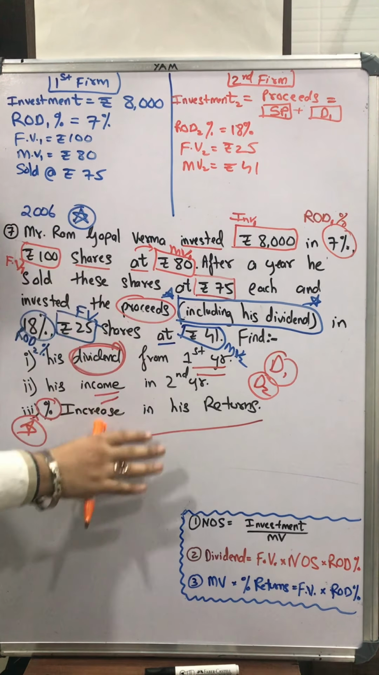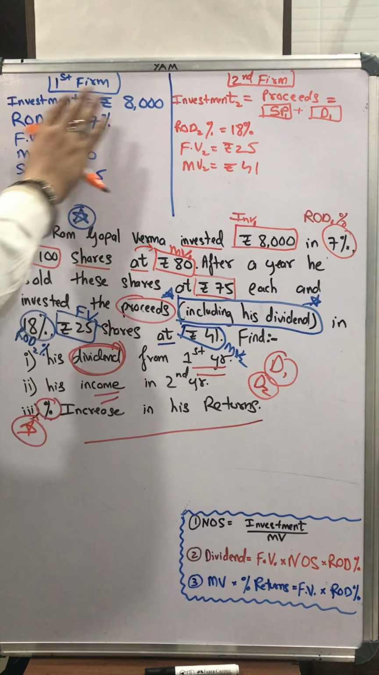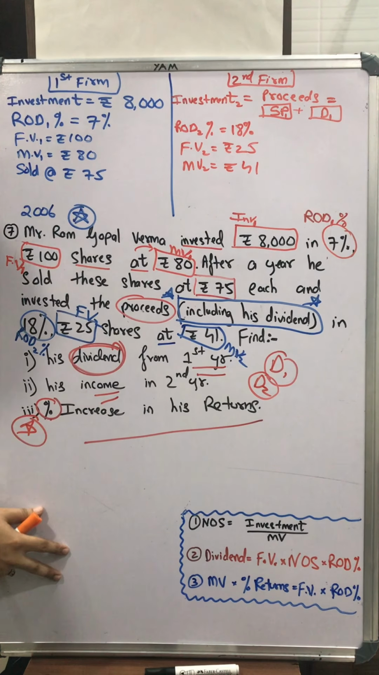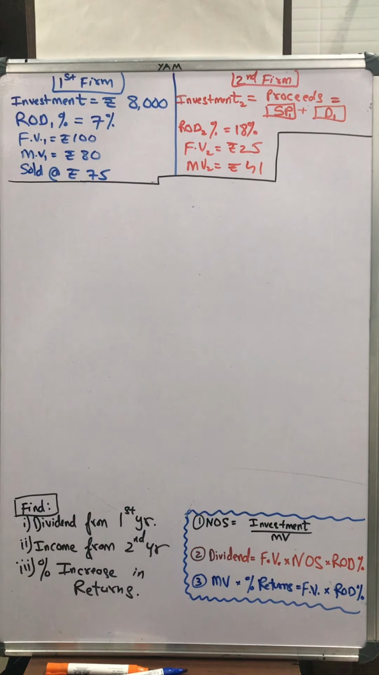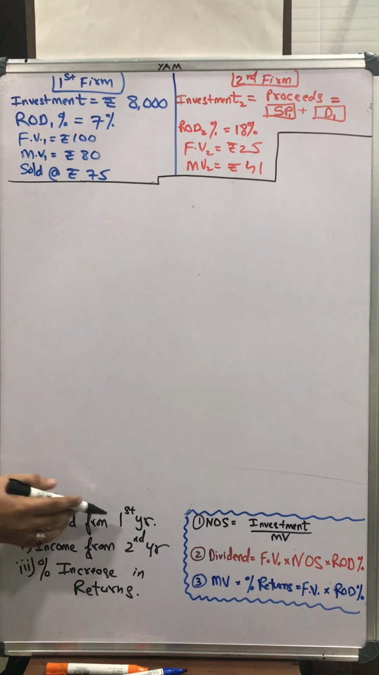Now all of you please copy this question and then by your own complete the data, write the things to find it out, and then we'll continue with the solution. Now students, let's start the solution. The first thing I need to find is dividend from the first year.